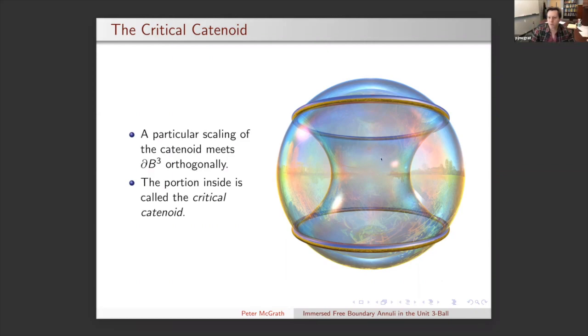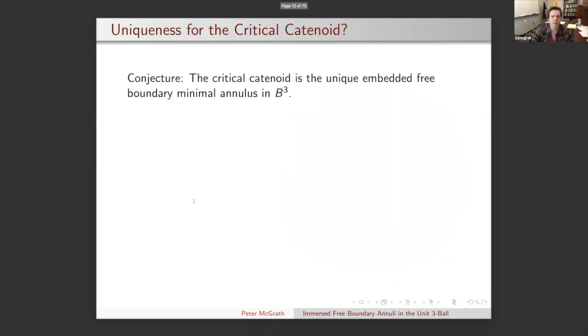And of course, as with the disk, you can rotate this annulus, and so it still satisfies the condition. And this is what's called the critical catenoid. And as usual, I'm abusing notation slightly by identifying this object in any of its isometric images under rotations or reflections, just as we did for the disk.